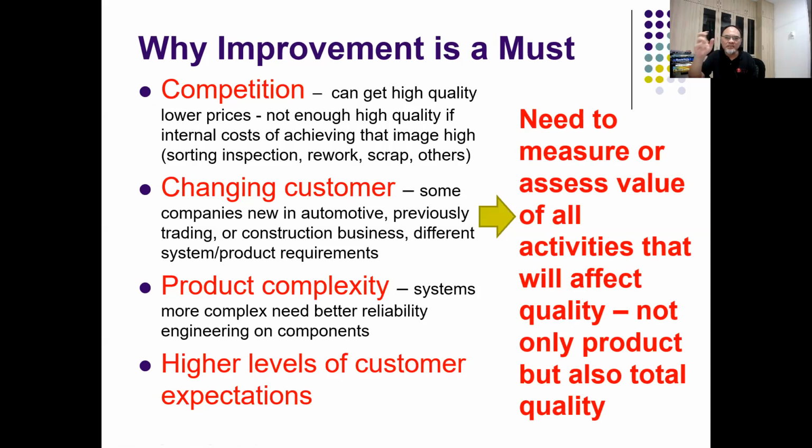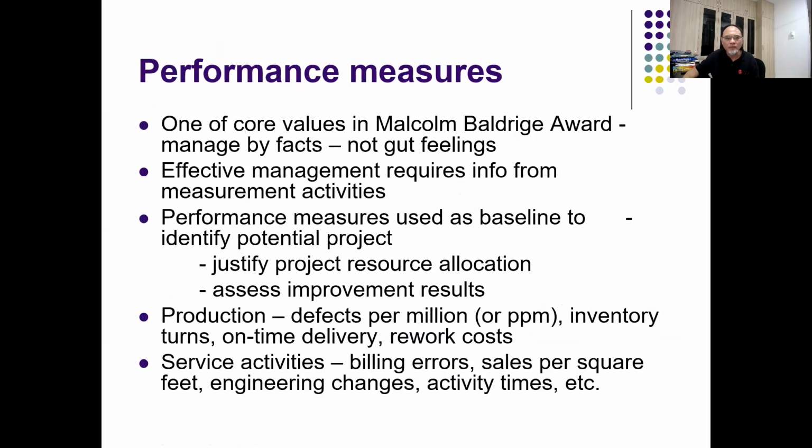So we need to measure, assess value of all activities that will affect quality, not only product, but also total quality. So some of the performance measures that companies actually employ and use, but I want to warn organizations not to use too many performance measures, because it will distract what you actually want to achieve at the end of the day. The manufacturing, they focus on defects per million or PPM, parts per million. Inventory turn, on time delivery.